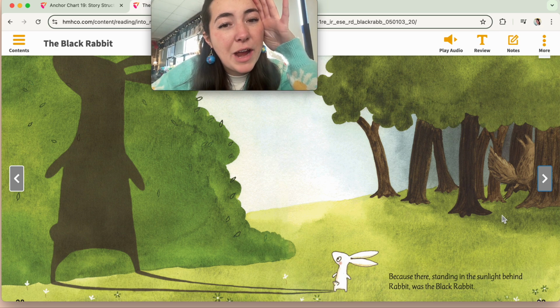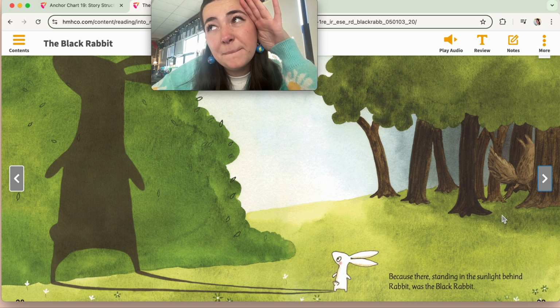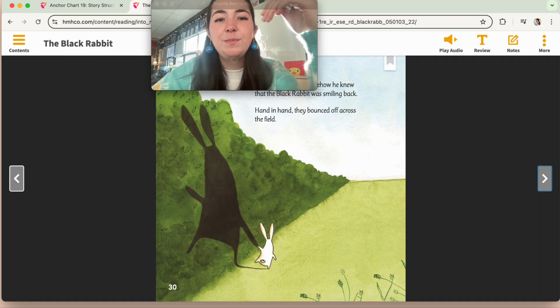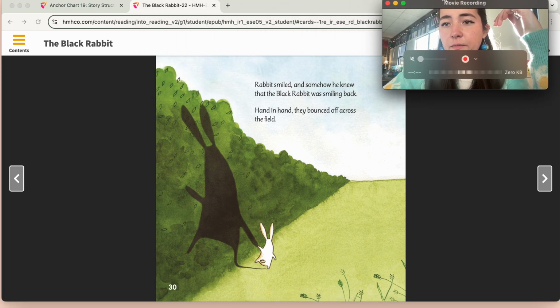Why is that Black Rabbit behind him? Because it's his shadow, right? Let me move myself. Whoop!